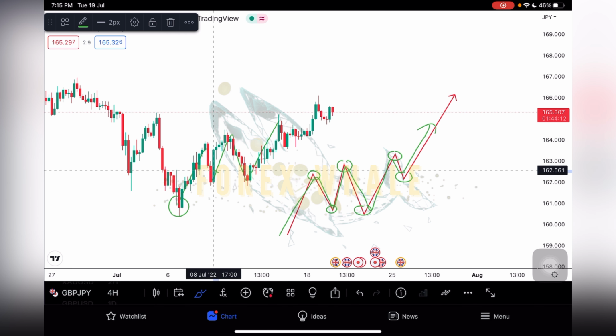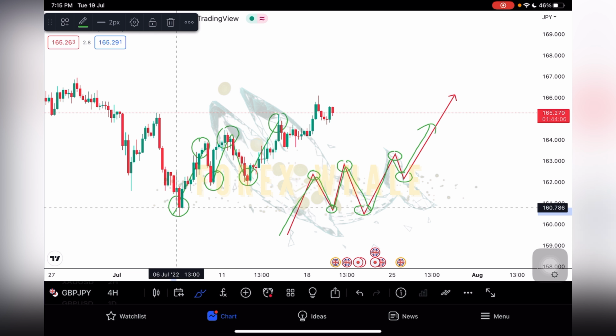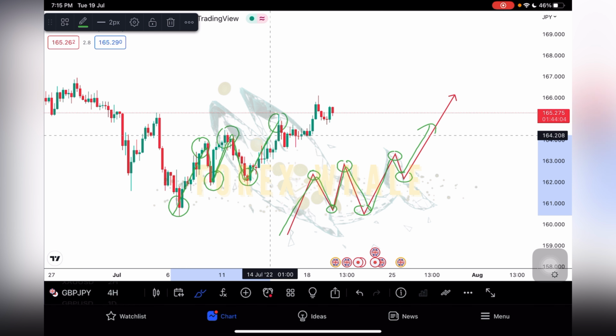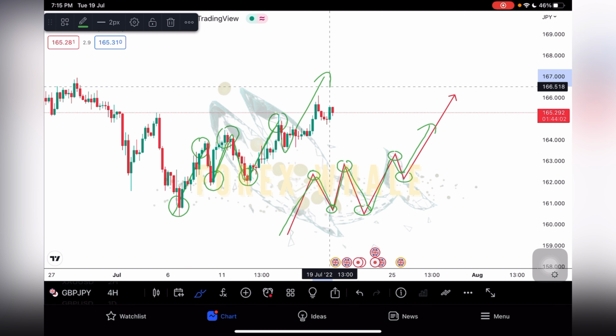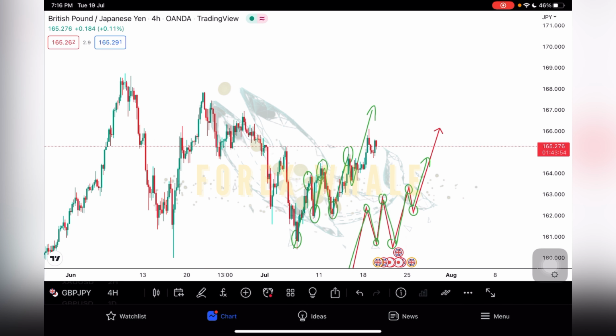Price has that tendency to create a strong push to the upside. So we have a new resistance here, and this is the previous one. So where next? To the upside. That is how I see it. It's very easy for me to see, but it may be very confusing for you. But don't worry.